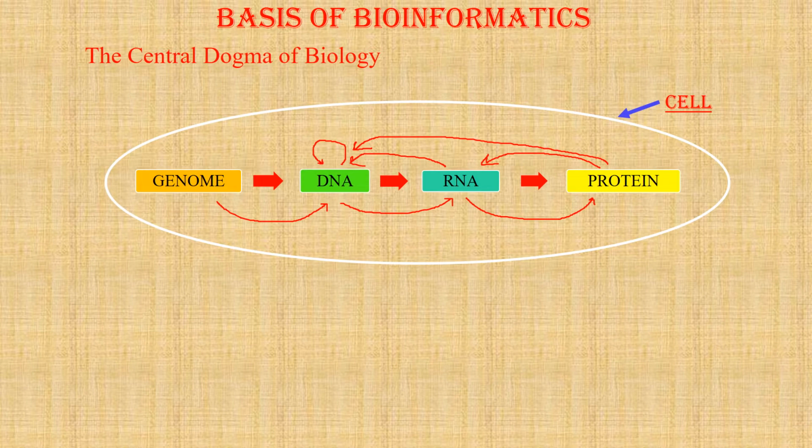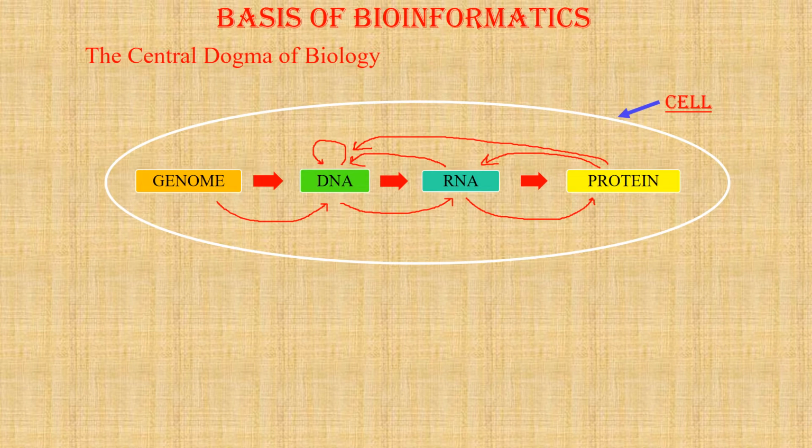Now, all of this takes place inside the cell. So our oval structure in white is the cell, to tell us that all these processes, transcription, translation, reverse transcription, replication, and all the others, are taking place inside the cell.